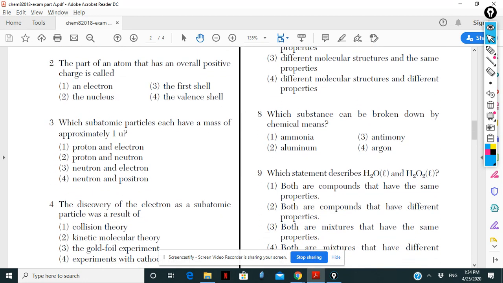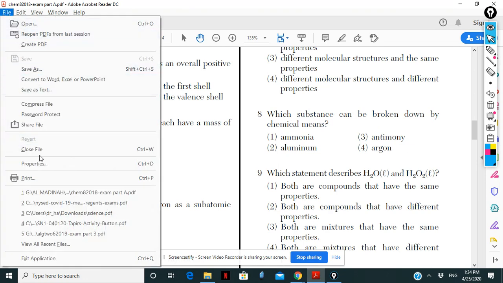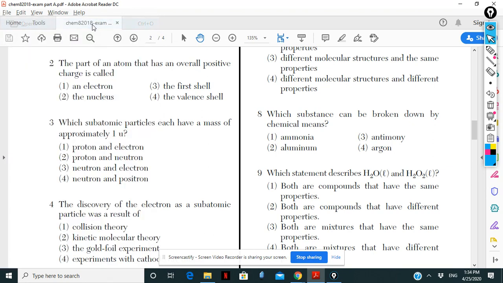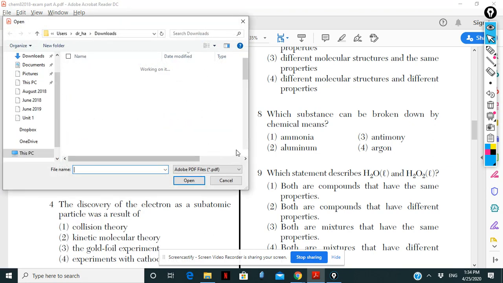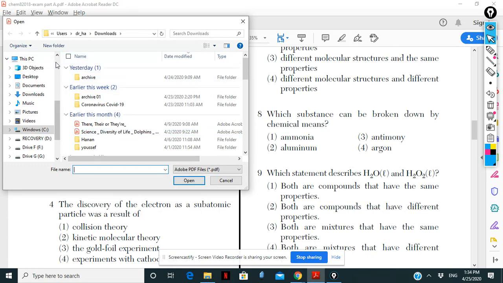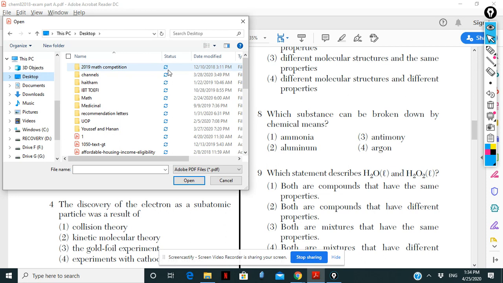Question number 2. The part of an atom that has an overall positive charge is called... You can find that easily in your reference sheet, but we can answer the question from here. We know that the positive particles are the protons. Electrons are negative. Positrons are the anti-electron, same mass, different charge. It's positive. Neutrons are neutral, they don't have any charge.